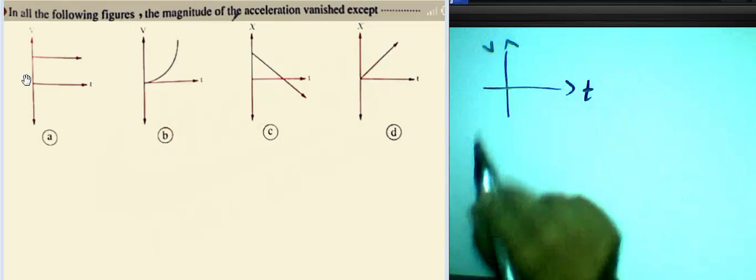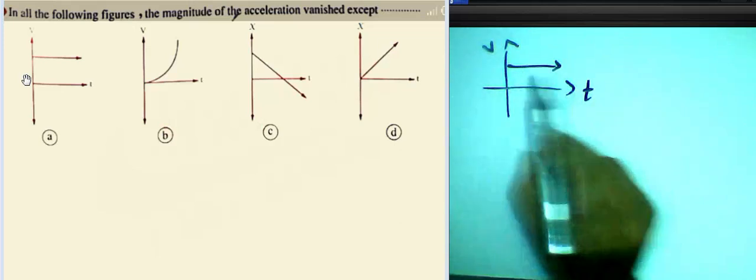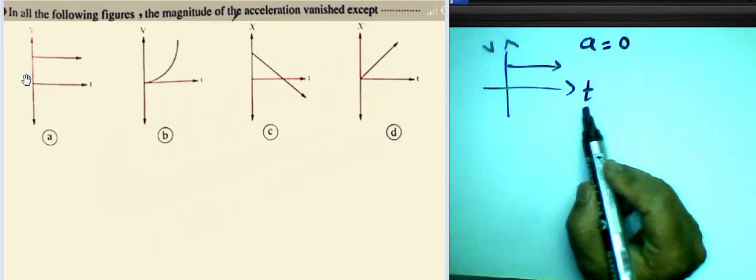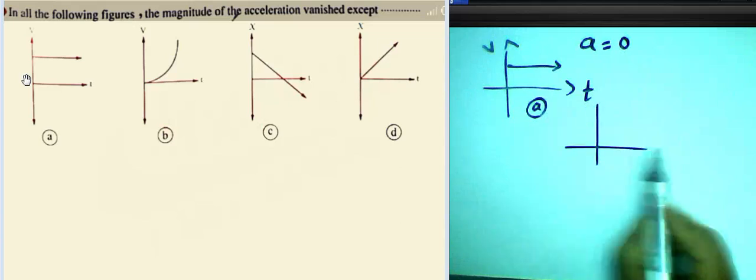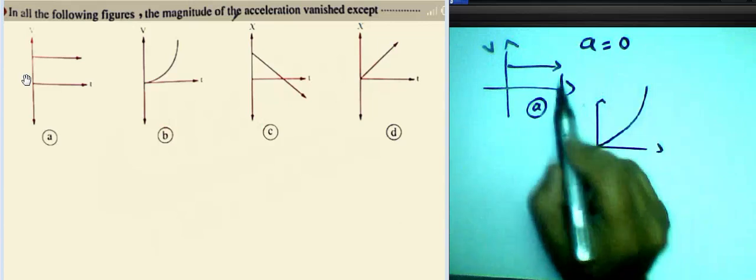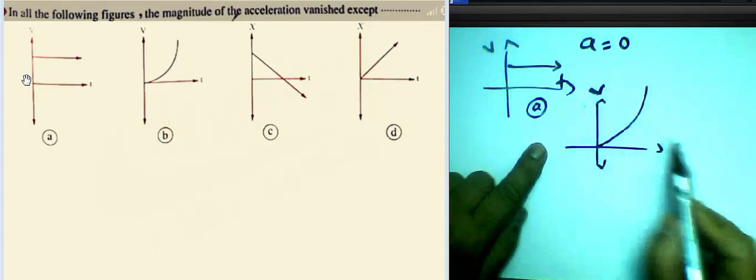Another question: in all the following figures, the magnitude of acceleration vanished except. All the results A, B, C, D are vanished except. Okay, look at relation number 1. We have a relation between V and T, velocity and time, and the velocity is constant, so the acceleration here will equal 0. Okay, that's letter A. And letter B, we have a relation between velocity and T.